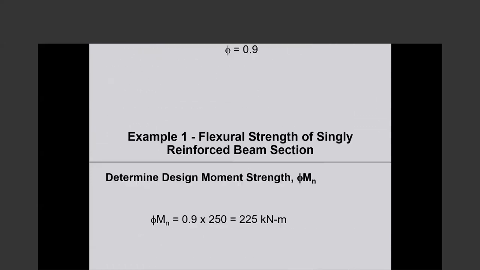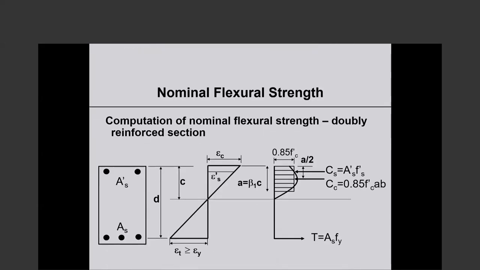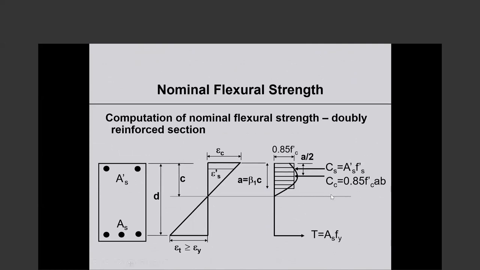Anyway, take it from me. I don't see the D prime marked here. So this distance is D prime. So the distance from the compression concrete force to the compression steel force to the tension steel force is D minus D prime. That's what we are looking at.